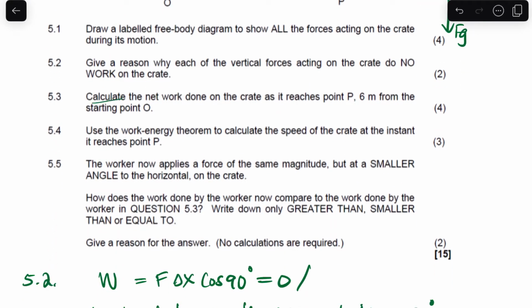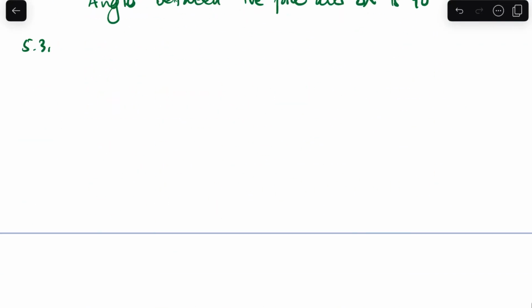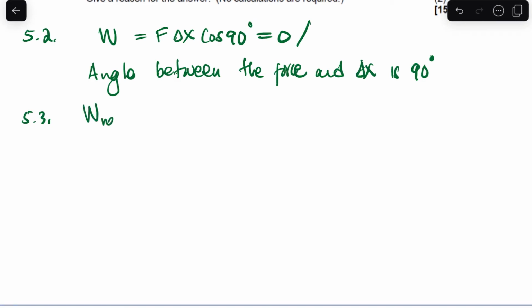5.3 says: calculate the net work done on the crate as it reaches point P, starting from point O. So how are you going to calculate that? The net work done is the work done by all the forces that are doing work. It's the work done by friction and the work done by the applied force, but only the horizontal component Fx. Those are the forces that are doing work.